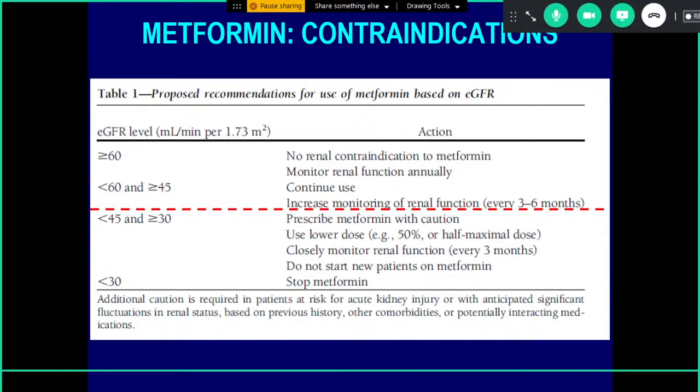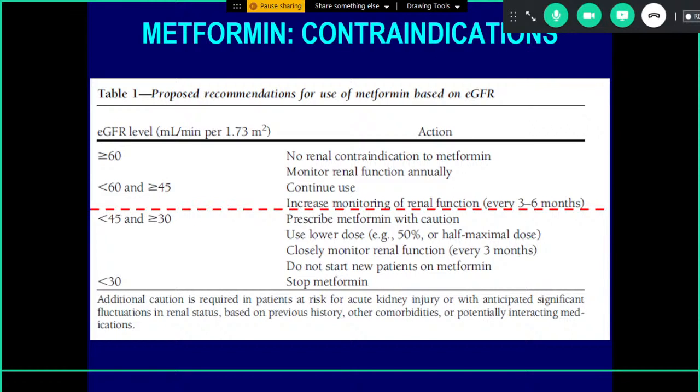If the person has an eGFR between 30 and 45, we curtail the maximum dose. If usually the maximum dose is 2 grams, we bring it down to 1 gram, if you're already on metformin. If you're not on metformin, we say don't start it, because you don't know how soon they'll drop below 30, and anybody who's below 30 cannot be given metformin. Right? 30 is the eGFR level. So eGFR less than 30, no metformin.